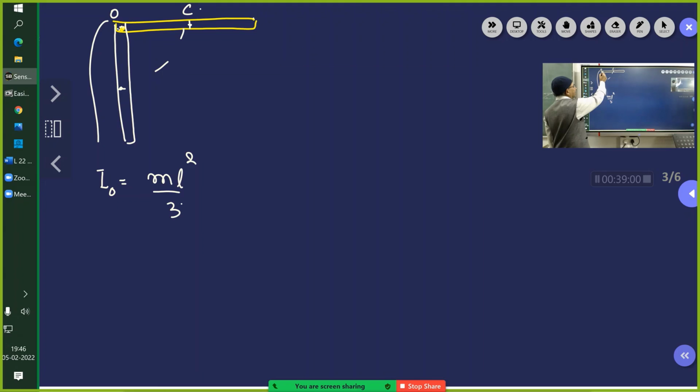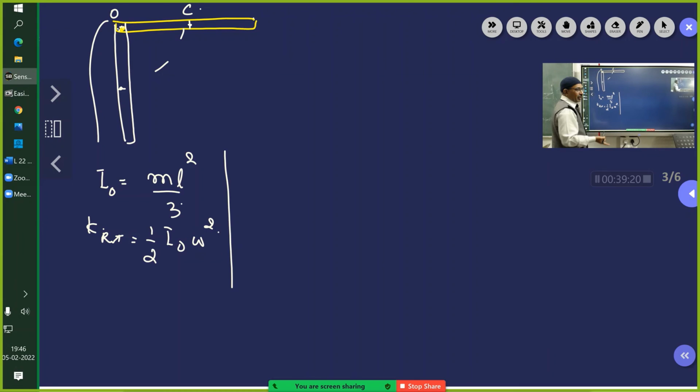When you consider it here, you will only consider that the rod has rotated, and you will calculate the kinetic energy of rotation, half I_O omega square. That is the total kinetic energy, simply rotation. Or the total kinetic energy can be written as translational kinetic energy plus rotational kinetic energy.